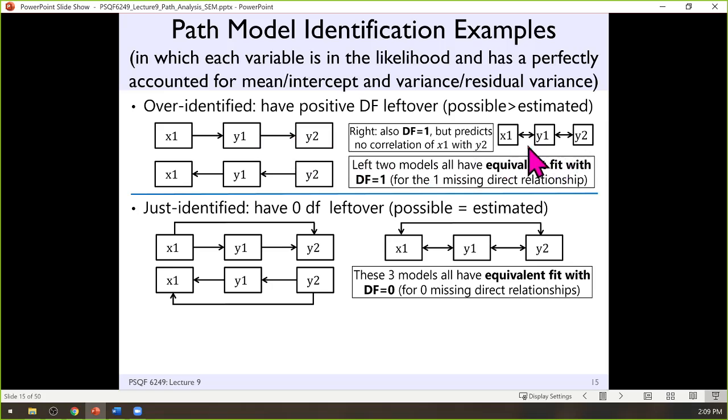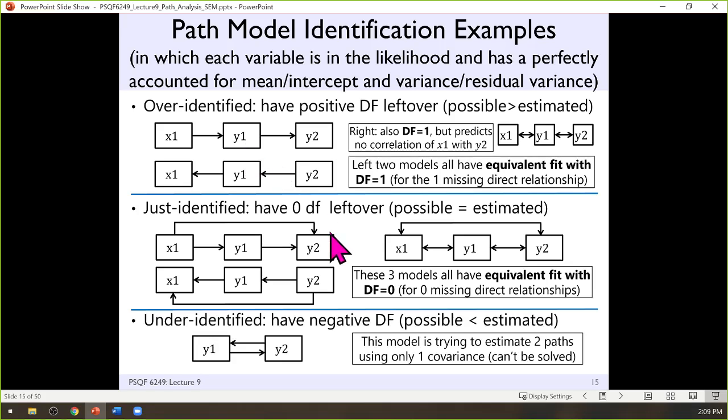So this is a different model that says x1 and y2 are unrelated. The models on the left say that x1 and y2 are related, but only because of their shared relationship with y1. And the rest of the slide, I think, is correct. So I apologize for that, but I would rather correct it than send you off into the world with something that I know to be wrong. All right, any questions on that point?